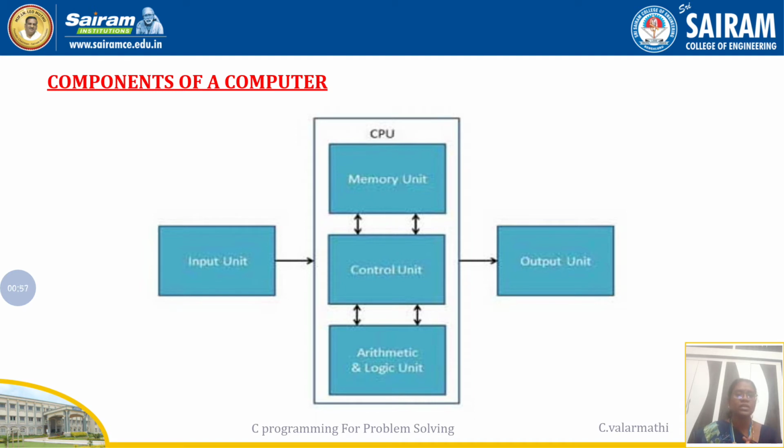So the input you are giving will be processed in the central processing unit, and you will be getting the output that you have decided, what you have targeted. So this is the basic thing in the components of your computer. Let us see one by one. The components of your computer are divided into three parts. First is the input unit, in the center the central processing unit, and the third one is the output unit. Okay, let us see one by one.